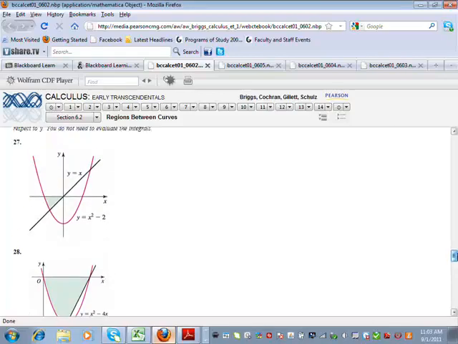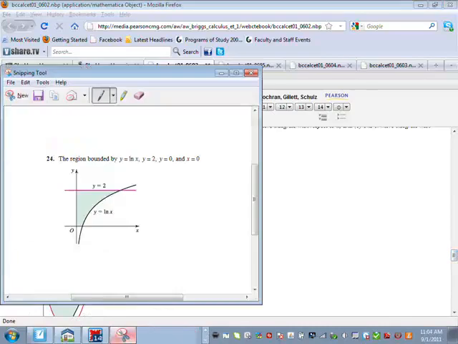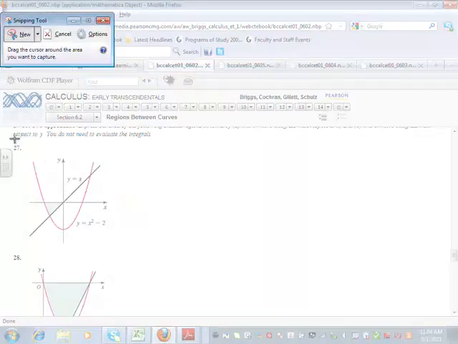All right, so what's going on here? How do you do this? How do you get this area? We'll do 27 and then we'll be done, okay? We'll be done with this section.